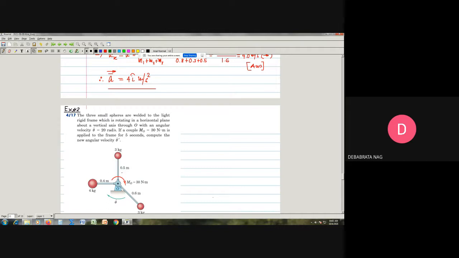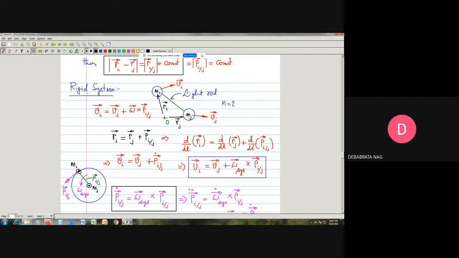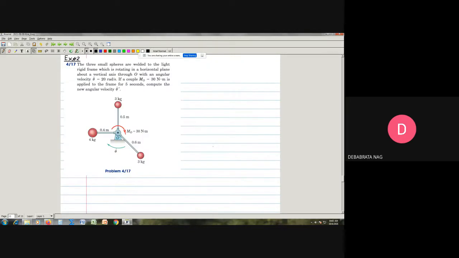So if we recall our theoretical discussion on group dynamics, we discussed the rigid system in our last class. We discussed it in connection with n equal to 2, that is, the total number of particles comprising our system was taken to be 2. But I mentioned that it is applicable for any number of masses. So let us go and see this. We are considering n equal to 3.